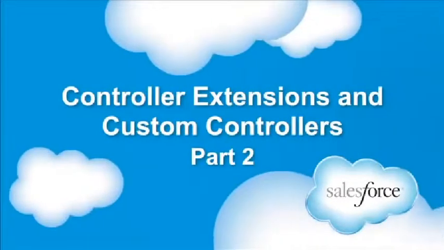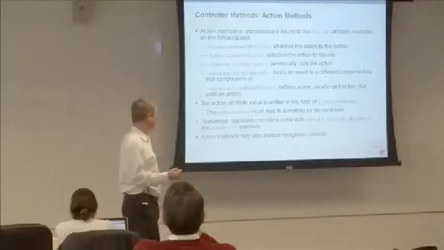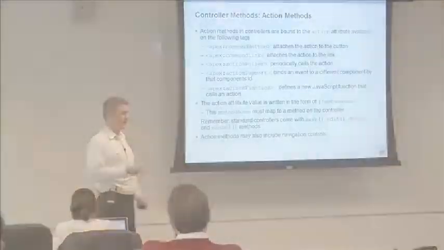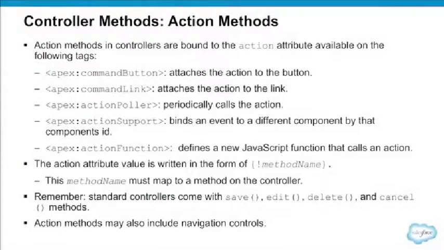All right, why don't we talk about action methods. So we talked about our getters, we talked about our setters, we talked about properties which are available to us. Now let's talk about action methods. As we mentioned earlier, there are many different components available to you to call your action methods. Here is a partial list. These have action attributes which identify the method that we would like to call.